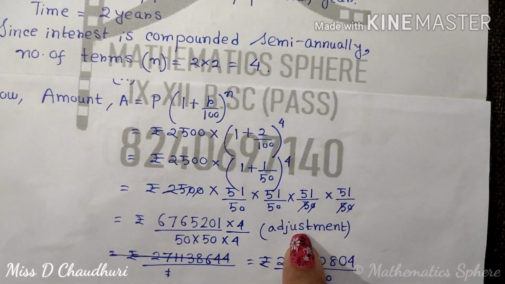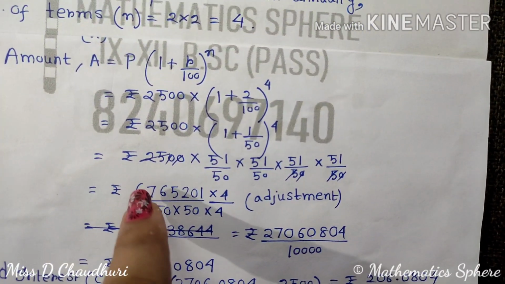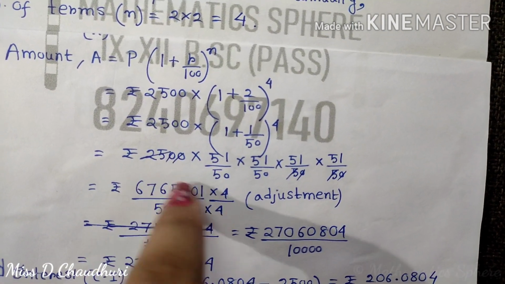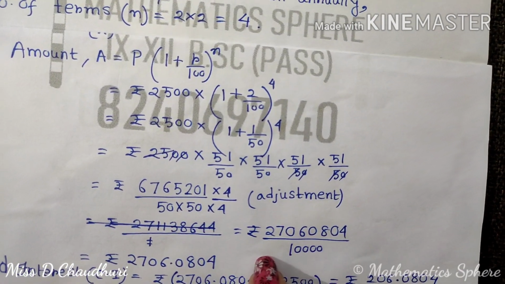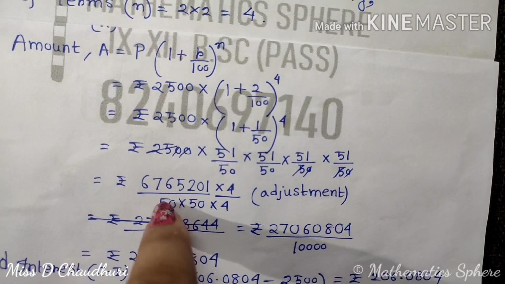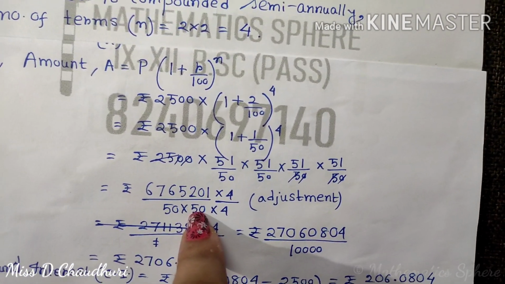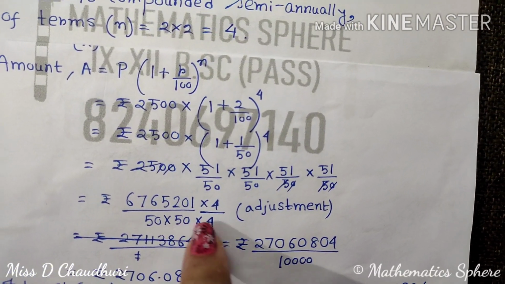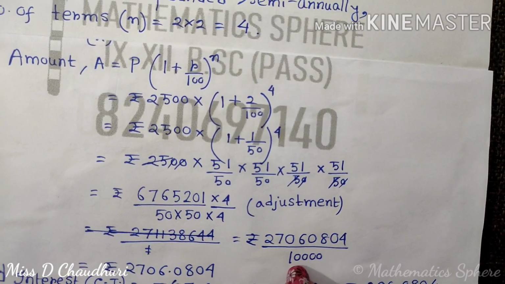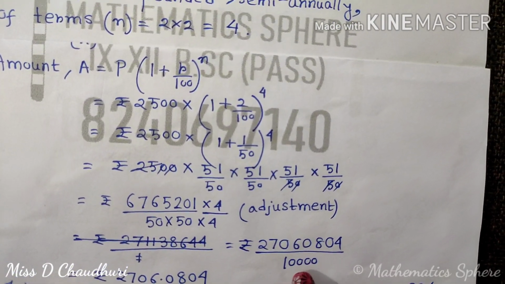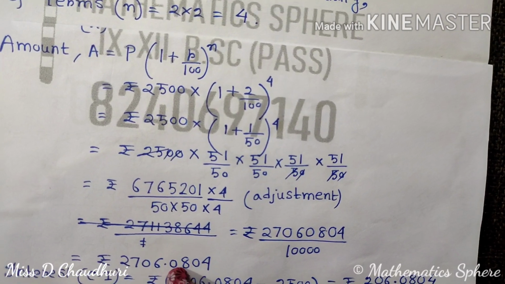Now I have done one adjustment. What is the thing? Here you can divide this one by 2500. You will get the answer. But what I need here, 50 into 50 actually is 2500. Okay. I multiplied this by 4 so that I can get 10,000. So that we will just shift the points.